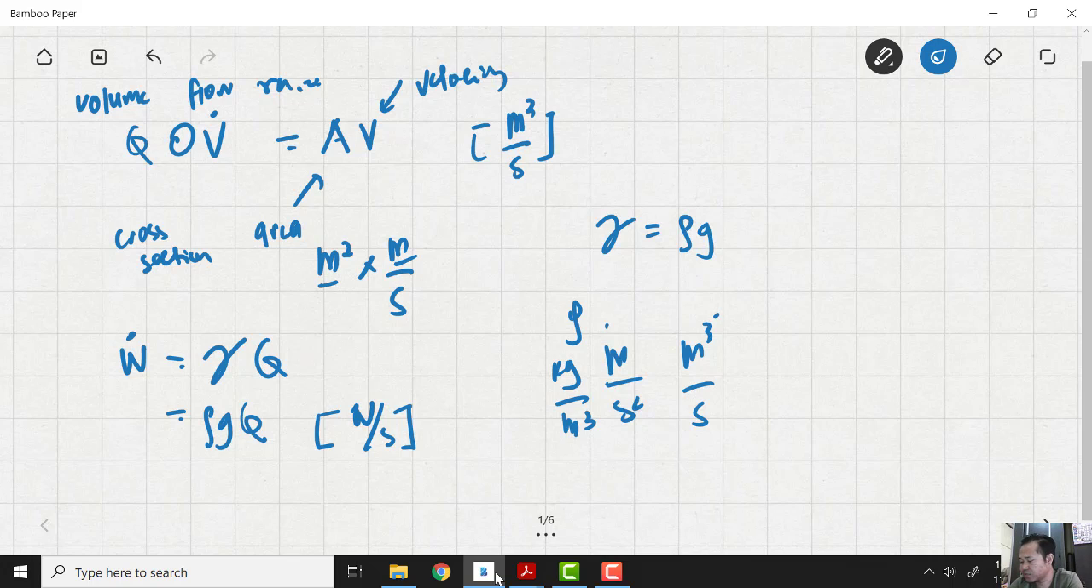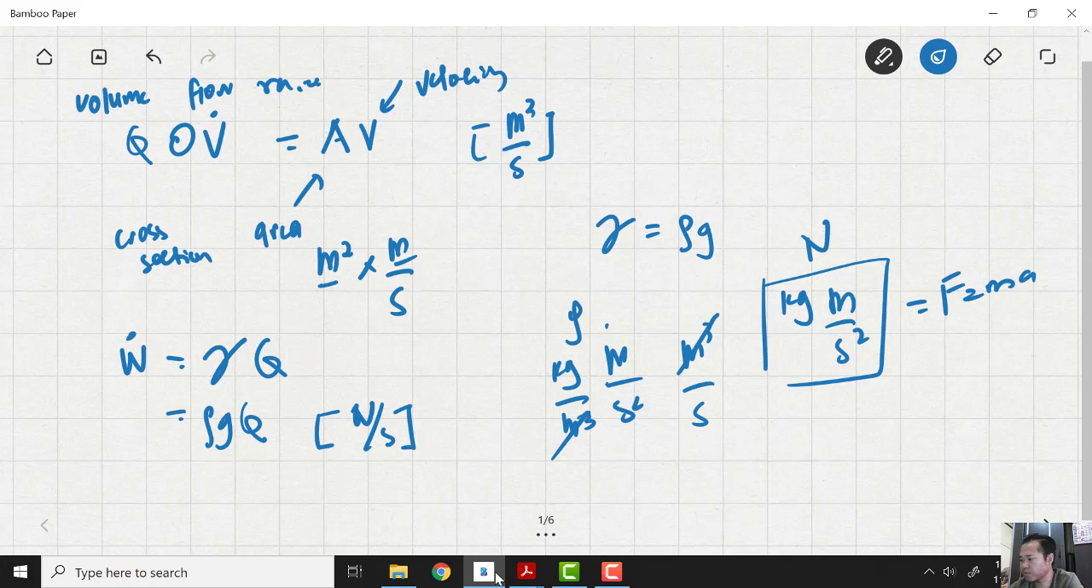We can cancel the meter cubed, and we have kilogram meter over second square. So this is Newton. If you calculate it using F equal to m a, where m is the mass and a is the acceleration, you get Newton. So it is true that W dot is equal to rho g Q or gamma Q.